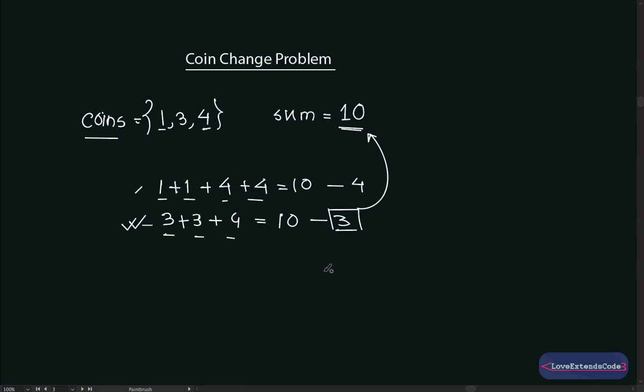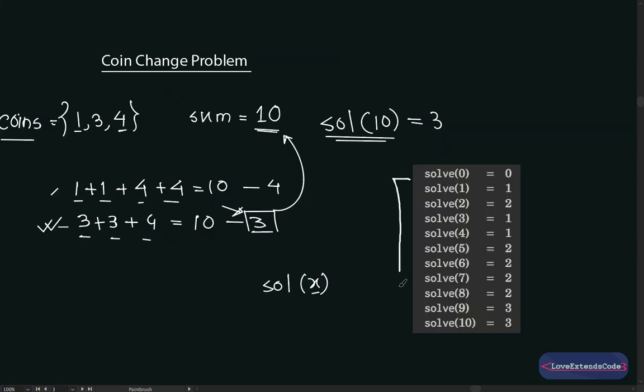Now for that purpose we are going to use dynamic programming, and let's say we define a function solve(x). This solve(x) function returns the minimum number of coins required to form sum x. Let's say if I call solve(10), it's going to return 3 in this case because I need at least 3 coins to make this sum. Now these are a few values of solve(x).